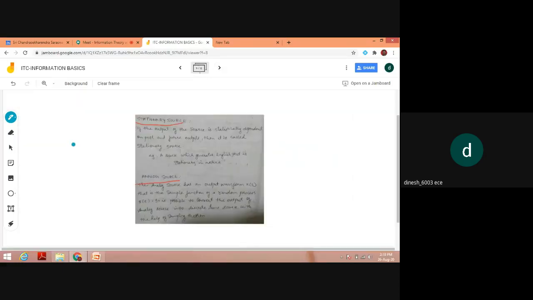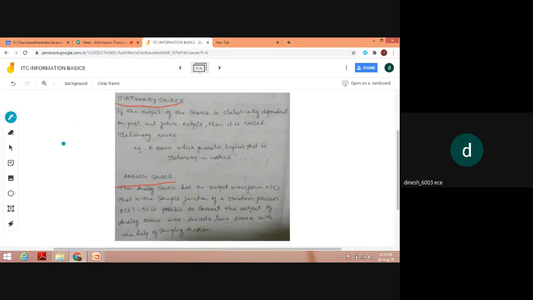source, the next type. There are two types of sources being used. One is a stationary source. I think you all are able to see this. Then I'll zoom in a bit.